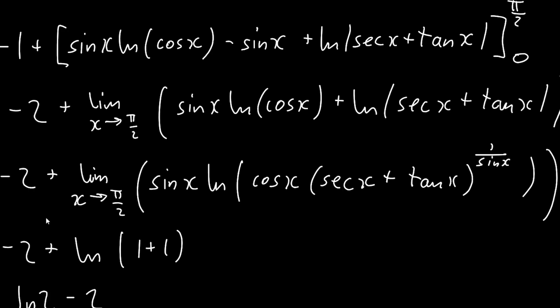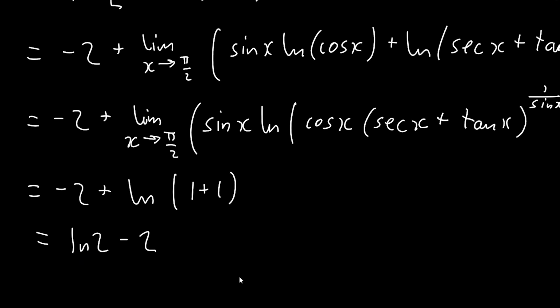And as x approaches pi over 2, this sine x is going to be approaching 1. So we end up just getting cos x times (sec x plus tan x), which is going to be 1 plus sine x. And as x is approaching pi over 2, sine x is going to approach 1. So we're just going to end up having minus 2 plus ln 2. And that's just going to be our answer right there.